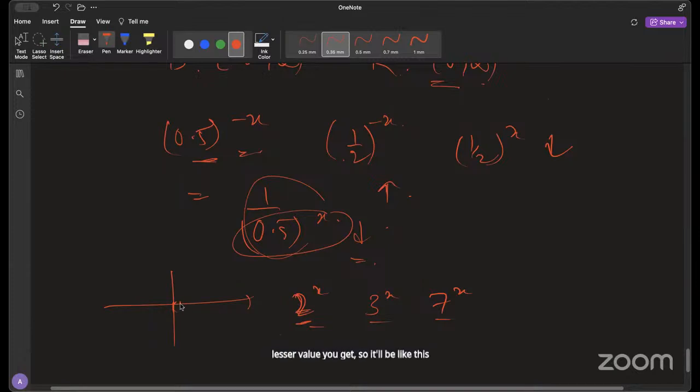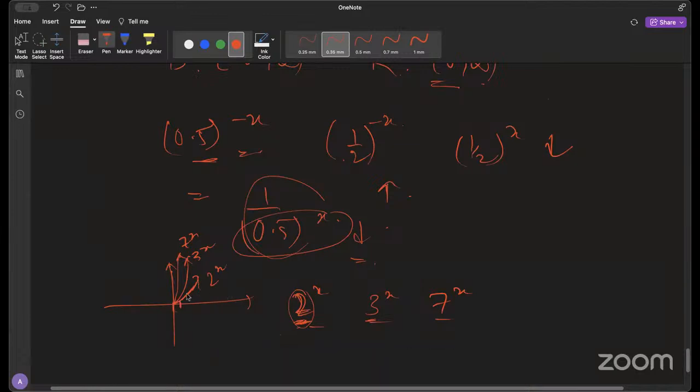So if this is it, you'll keep an x here, it will be more like this. It will be less steep. And if you take something like this, it keeps increasing as you increase this. So as you increase your base, this is for 2 to the power x, and then this is for 3 to the power x. If you keep increasing this, you keep getting closer to the y-axis from here.